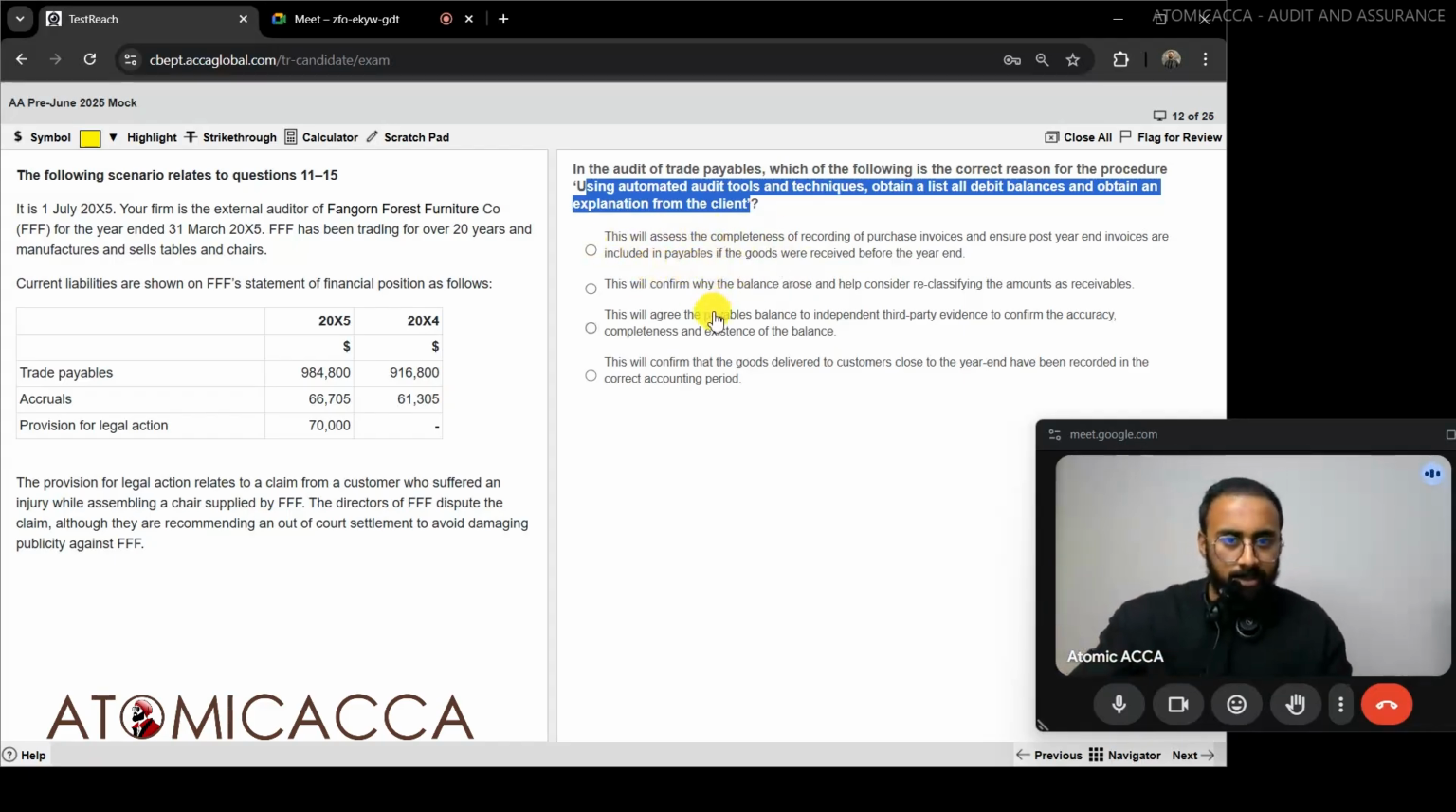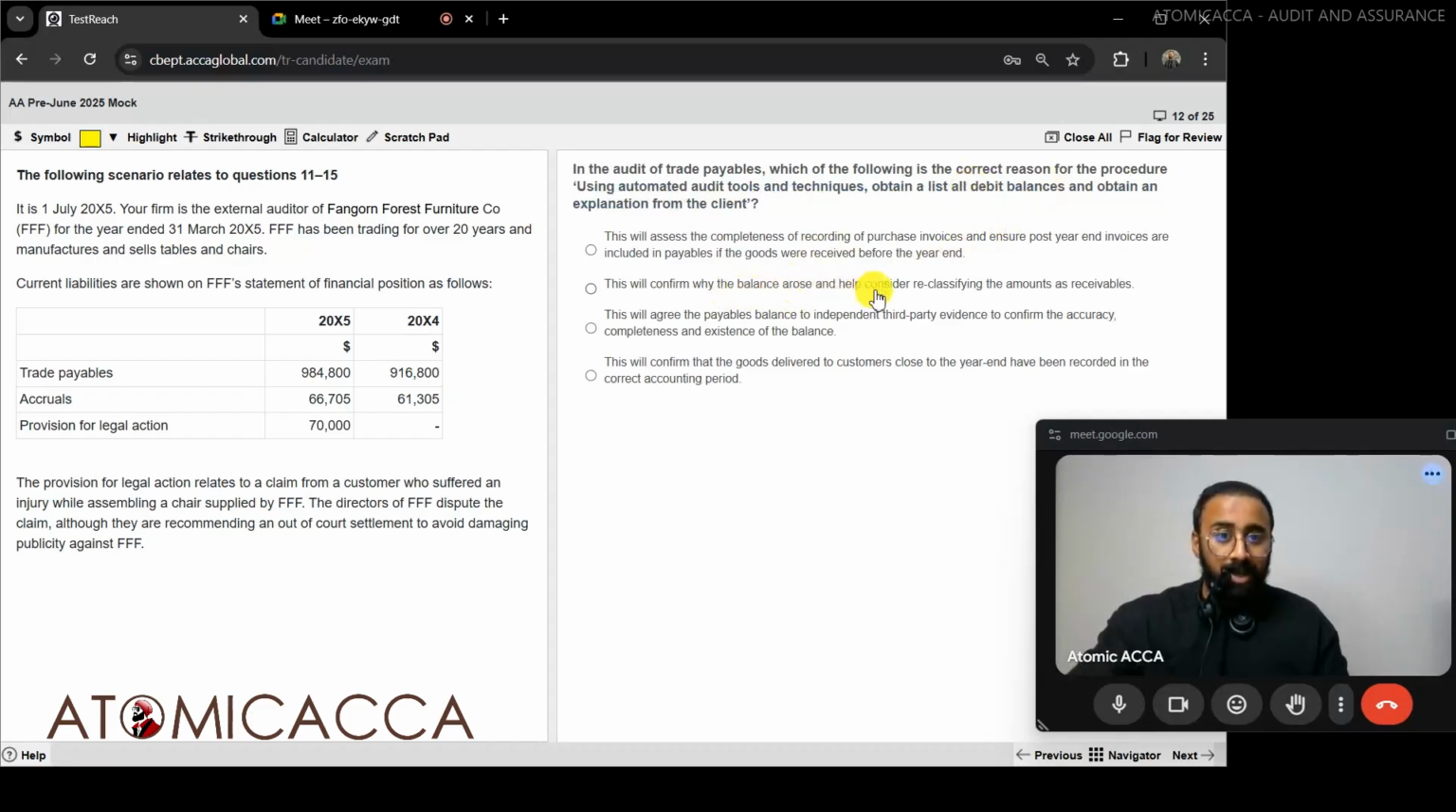So that is out. Second one, this will confirm why the balance arose. Okay, if I am doing this particular technique or procedure, this will confirm why the debit balance arose, and help consider reclassifying the amount as receivable. That was one example I told. Instead of debit receivable, maybe I would have done debit payable. So that could be a reason for that. So it will help in reclassifying the amount as receivable. That is one valid point, but still we have two more points. Let's see if anything else is matching. Okay, only one will be the answer. So let's see what the remaining ones are.